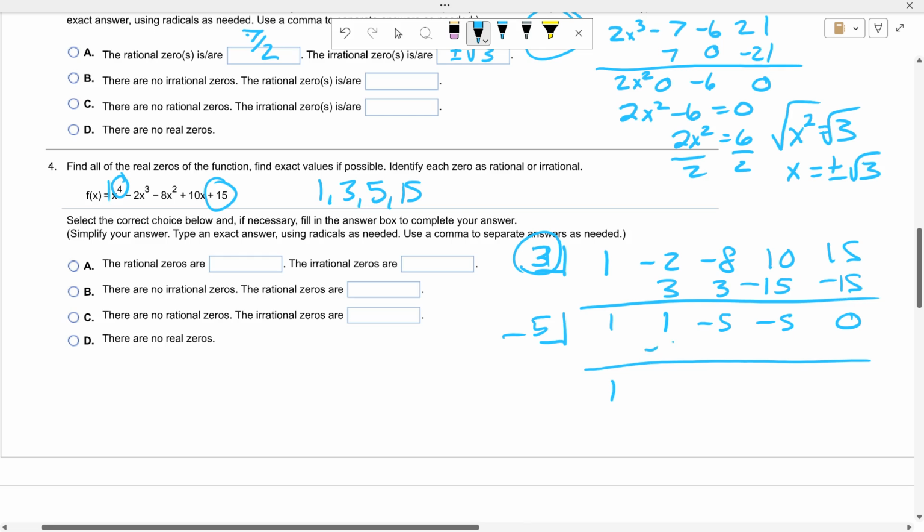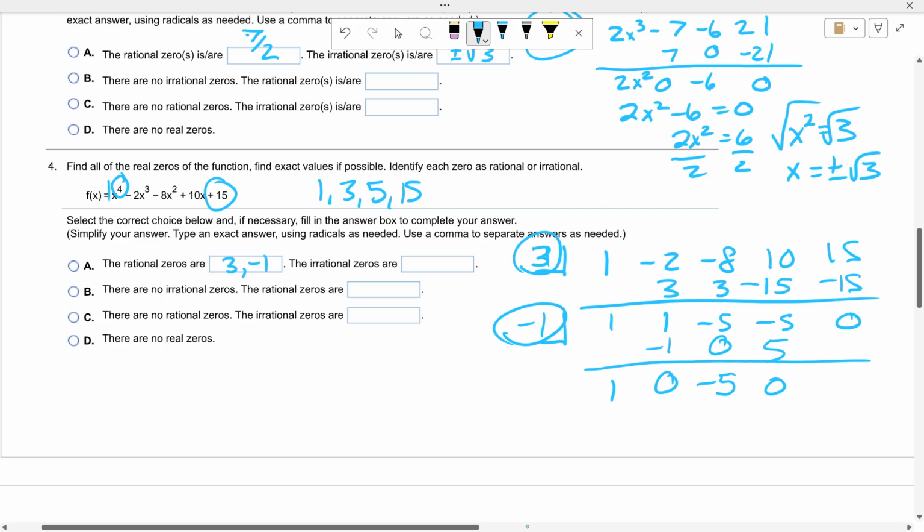So what about a -5? 1 times -5 is -5. Add, we get -4, +20. Nope, that's too big. That doesn't work. What if we try 3? No, 3 is not going to work. How about a -1? That might work. -1 times 1 is -1, gives us 0, gives us 0, gives us -5, gives us 5, gives us 0. There we go. So 3 and -1 are the rational zeros.